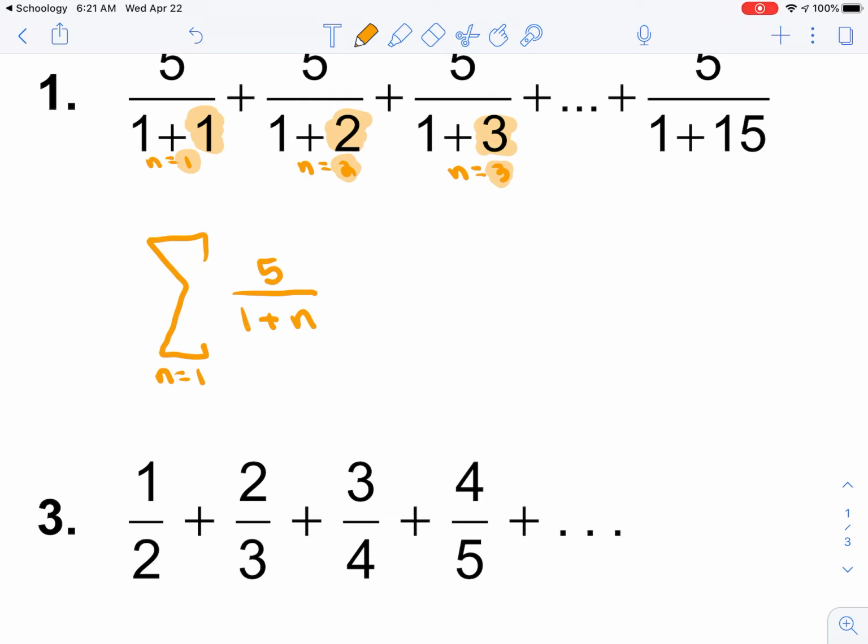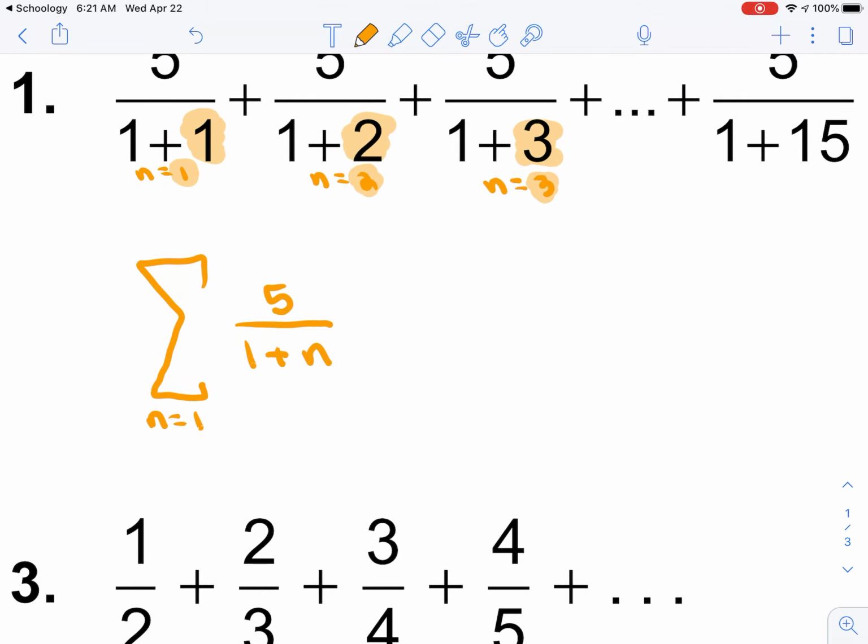Technically, you could make it a 0, and then you can adjust your rule based on that, but it just gets a little bit complicated. Sometimes you'll see a sigma given to you with a number at the bottom that's not 1, and that's okay too. But just be careful when you set up your rules. Always try to do a 1 at the bottom.